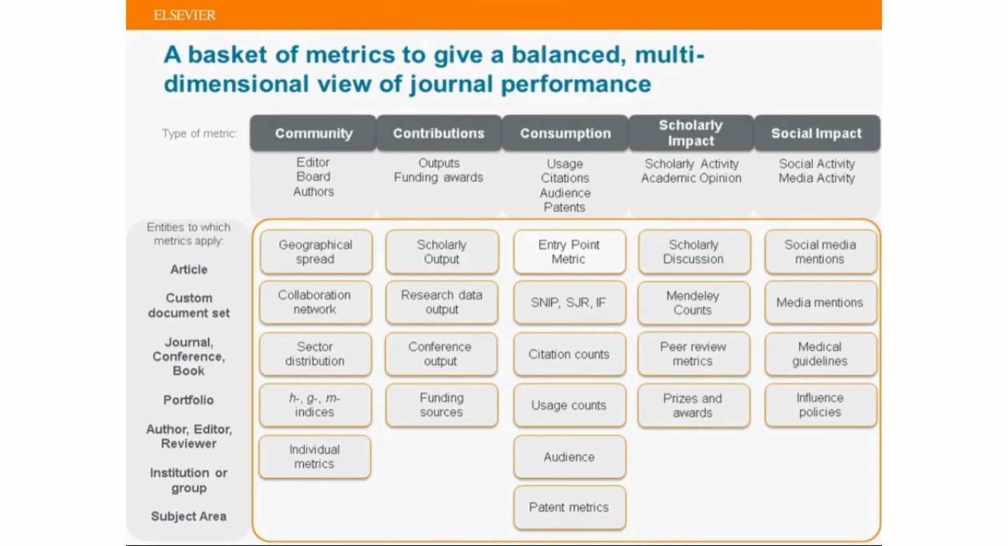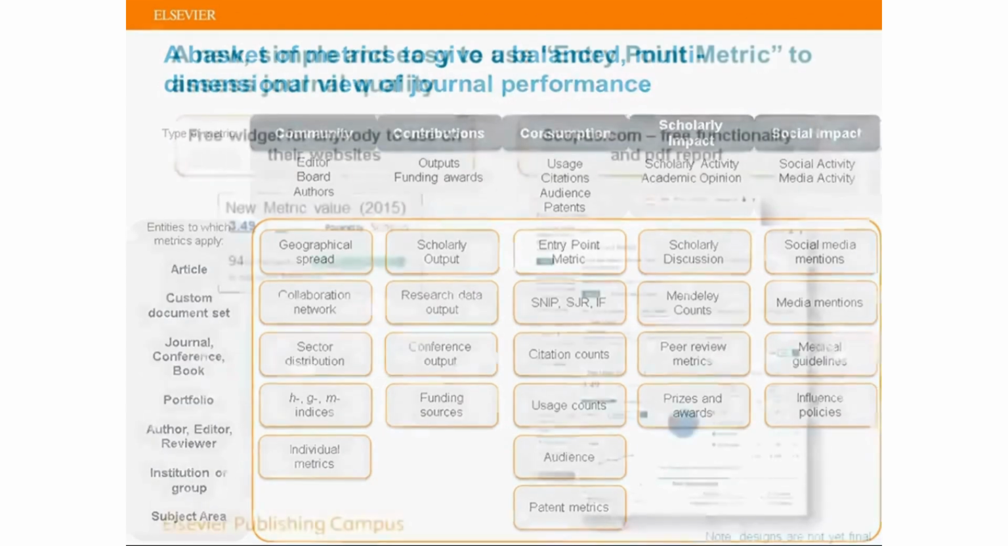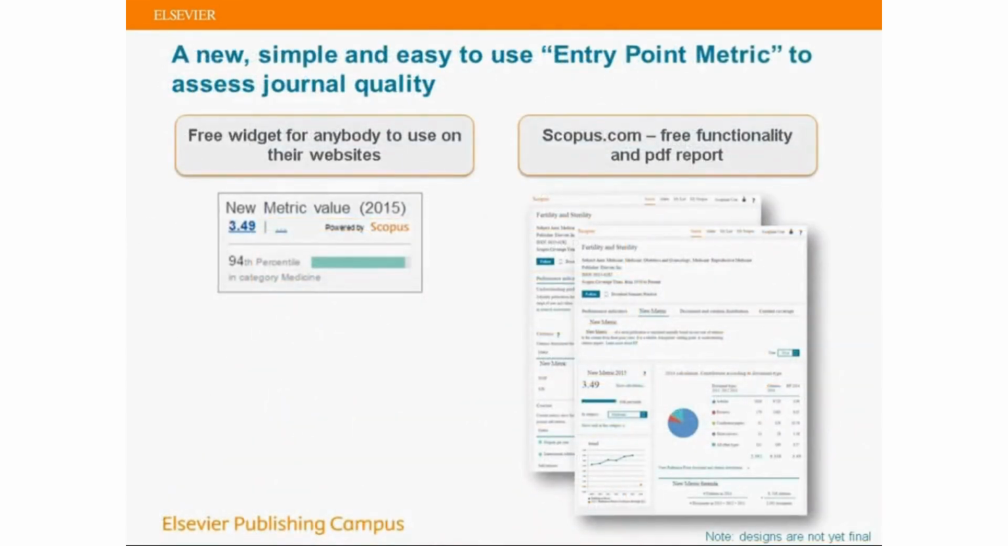Also, you can see on this slide a white box with entry point metric, and that is a metric that I would like to introduce today, which is a new metric that we're going to launch, and that will help you to give a very easy and quick view of the quality of a particular journal. So this entry point metric, it will have two different things. It will have a widget which can be available on all different websites, which is freely to be used, and it gives the score of that particular metric for that journal, and also the percentile of that score in the particular subject field of that journal.